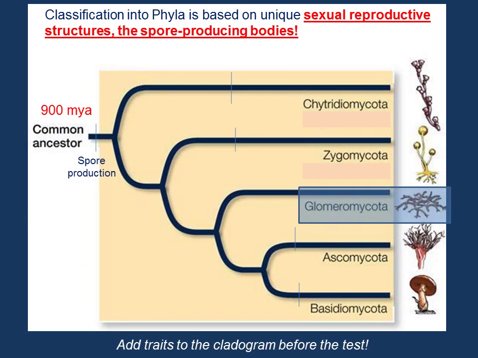Now that you're familiar with a phylogenetic tree or cladogram, let's look at one for fungi. Classification into phyla is based on unique sexual reproductive structures in fungus, the spore-producing bodies. So we find in fossils and rocks, again dating them with uranium dating, that they arose around 900 million years ago. They all had a common ancestor, probably something like a protist.